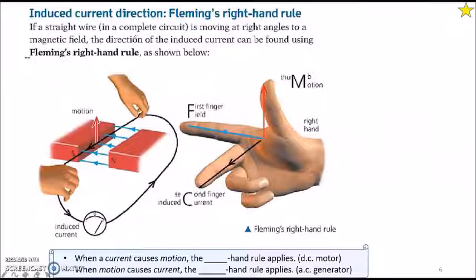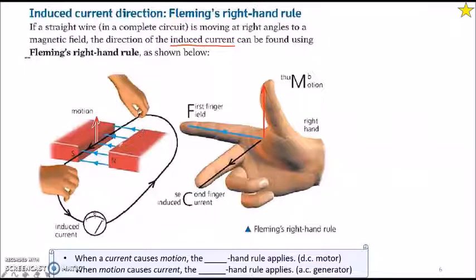If a straight wire in a complete circuit is moving at right angles to a magnetic field, the direction of the induced current can be found by using Fleming's right-hand rule. So, by using this rule, we can determine the direction of the induced current.